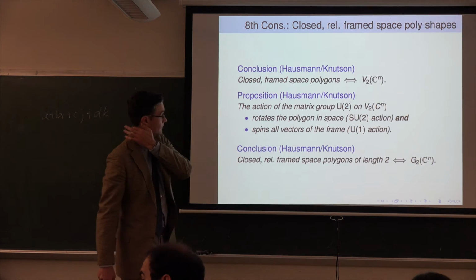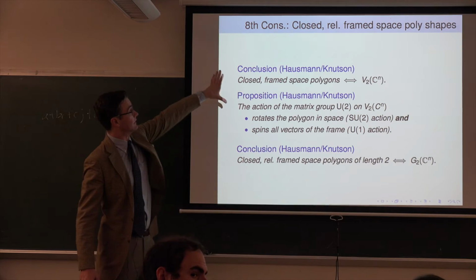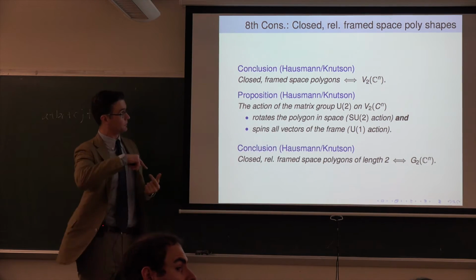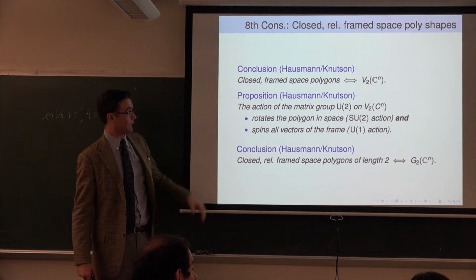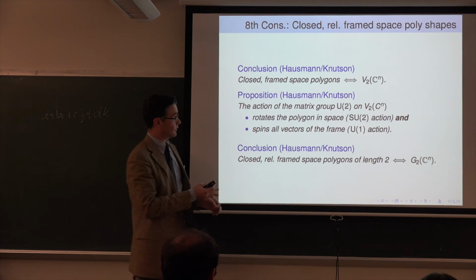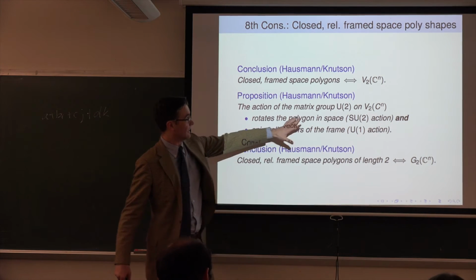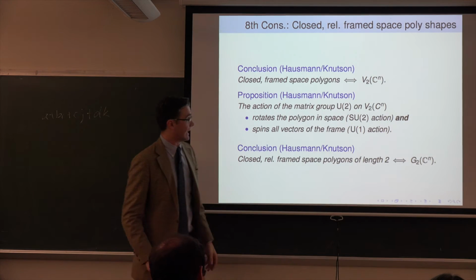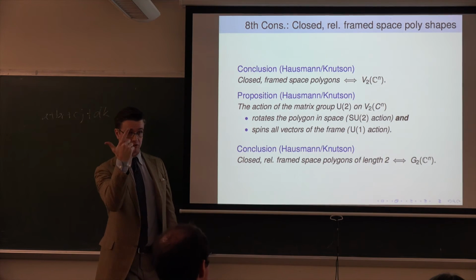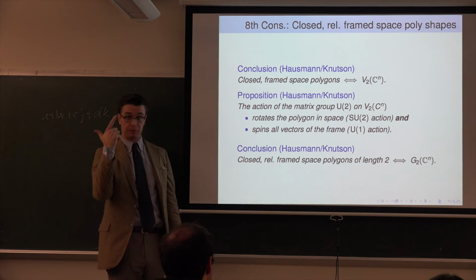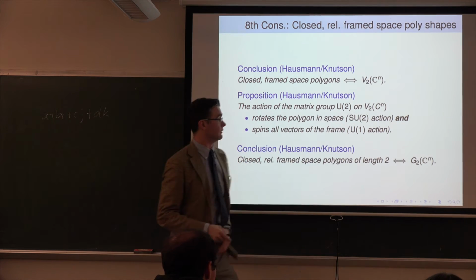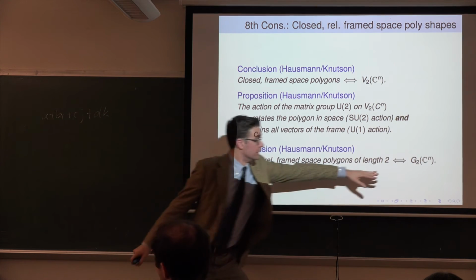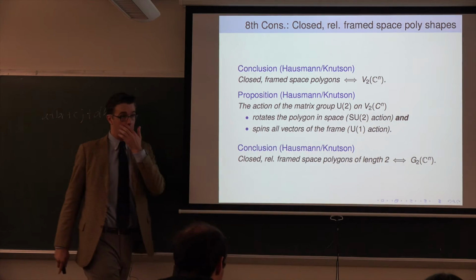So the upshot of all of this is that if you want to talk about these closed polygons, you're really talking about the Stiefel manifold. And if you want to divide by the action of rotation, then you're dividing by the action of U2, where you take these two vectors in the complex 2-plane that they span, and you rotate within that plane. That's the action of U2. And when you divide, you get the Grassmann manifold.